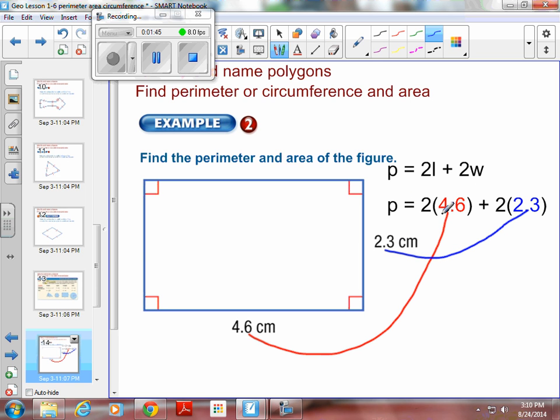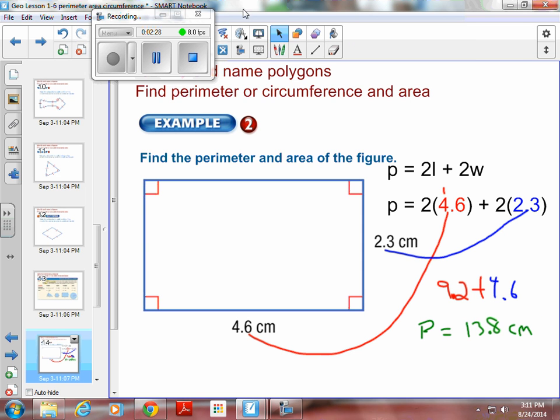So 2 times 4.6 would be 2 times 6 is 12, 2 down carry the 1. 2 times 4 is 8 plus 1 is 9, so that is 9.2, plus 2 times 2.3, which is 2 times 3 is 6, and 2 times 2 is 4. And then we just add them together. 6 plus 2 is 8, and 9 plus 4 is 13. And then we grab our units, and our units are centimeters.